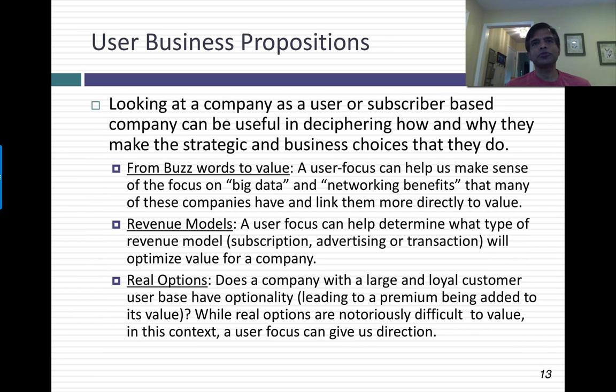Now let's turn to some general business propositions, and I'm going to use my user-based model to look at things like big data and network effects, because it allows me to convert these buzzwords into value. It's going to show me the connection to value. Second, it's also going to let me decide what kind of revenue model is best for my company. After all, if you're a user-based company, there are three ways you can make revenues. One is to charge a subscription, a subscription-based model. The second is transaction-based. Uber, for instance, is transaction-based. Users have to transact with you for you to make revenues. The third is, like Facebook, you make your revenues from advertising. So we can look at user-based models to talk about the pluses and minuses of each of these revenue models.